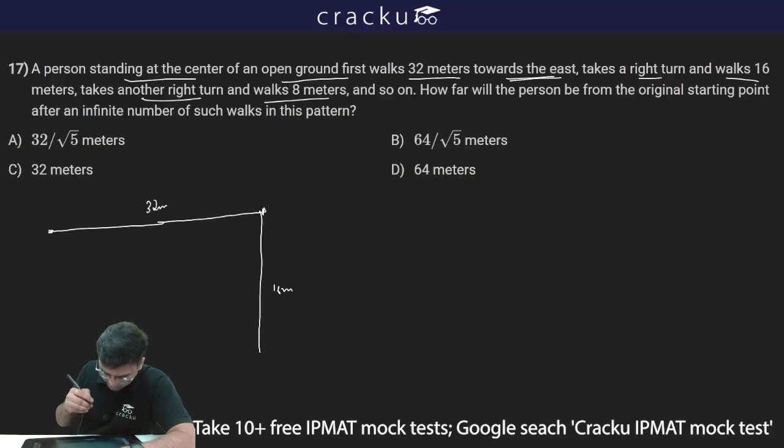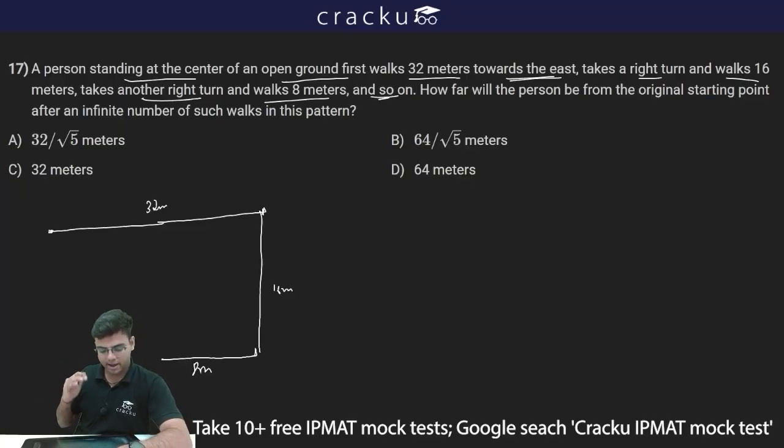So now he's looking at south direction, so his right will be this direction. So he'll move this direction, and this will be another 8 meters. So his distance is being reduced by half. So 32 right, then again 16 right, then 8 right. So now he is facing in the west direction, so his right will be north. So he'll move 4 meters now. Half of 8 will be 4. So he'll move like this, 4 meters.